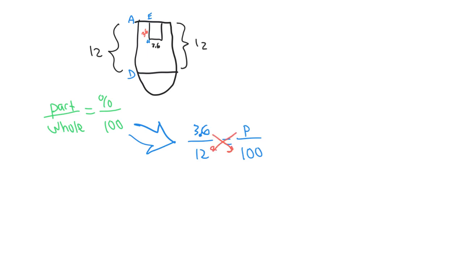So that would result in 360 equaling 12P. Then, of course, we divide both sides by 12, and that would give us 30. So that's the answer. The percentage is 30. So when they ask what percent of AD is EH, it's 30%.